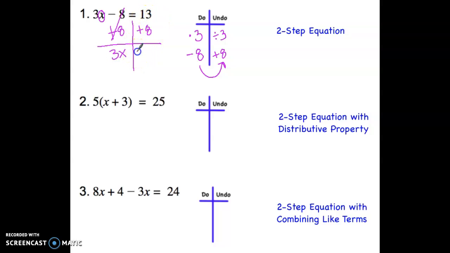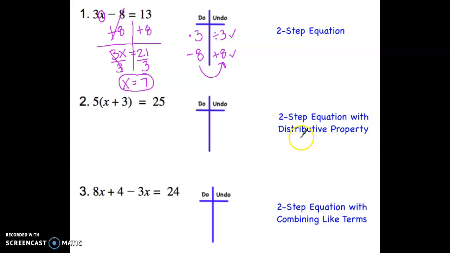13 plus 8 is 21. And let's put back in that equal sign. So 3x equals 21. So I added 8. Now I need to divide by 3. Divide by 3 on this side, and whatever you do to one side, you need to do to the other. 3 divided by 3 is 1, so my x is all alone, and 21 divided by 3 is 7, so my answer is 7.